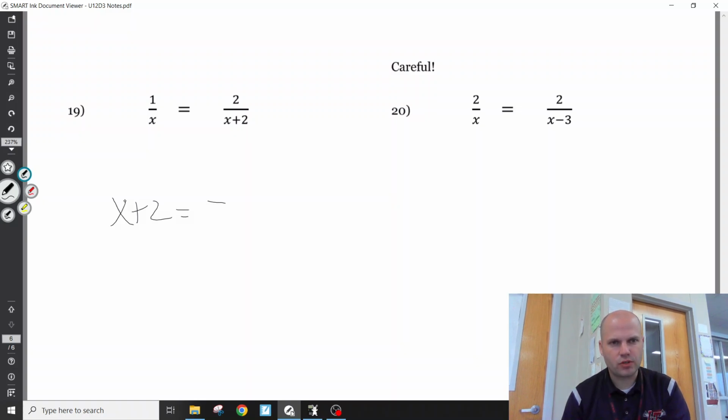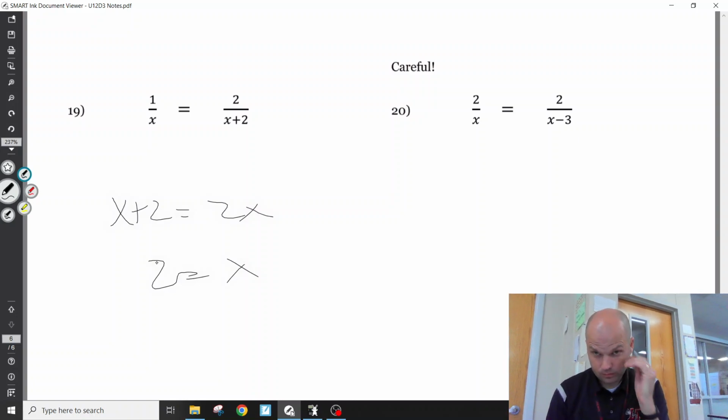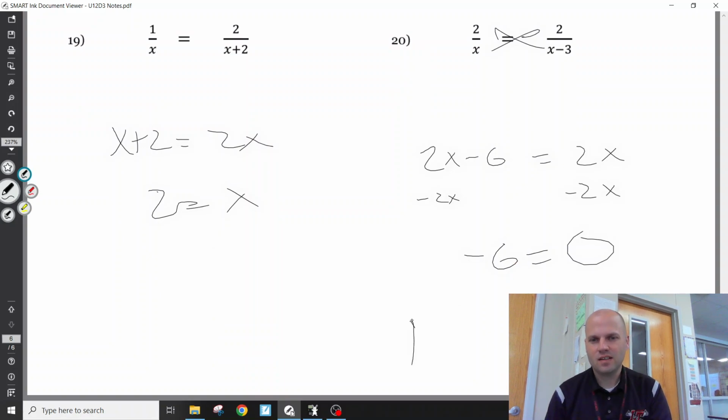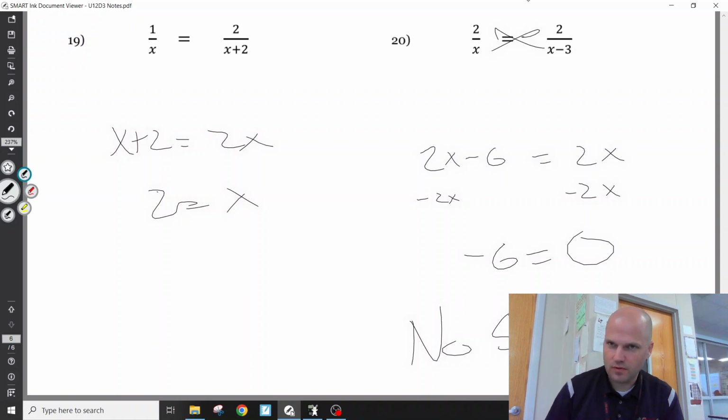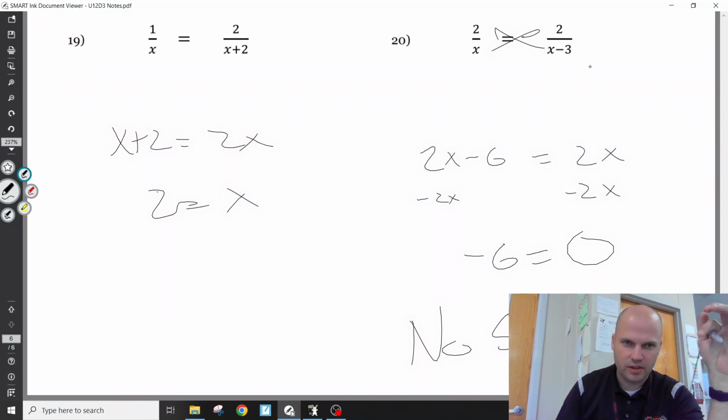X plus 2 equals 2x. X is 2. Here, this is a good one. 2x minus 6 equals 2x. X is 0. Negative 6 is 0. Hey, don't forget, sometimes there are equations that are set up that can't be solved. I have 2 over x. I have 2 over x minus 3. These will never equal each other.